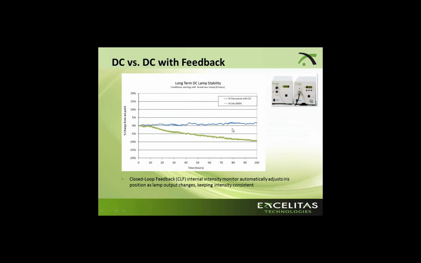If you then look at just a normal DC lamp, here the time scale has been extended now to 100 hours. You will see that the intensity drops by about 10%. And this is only over 100 hours. If you then engage a closed-loop feedback mechanism, and what that does is it automatically adjusts the iris to make sure that your power output stays stable over, let's say, 100 hours here, you can see that the stability is much, much better, and you're looking at about a plus minus 1 or 2%, which is not too bad.